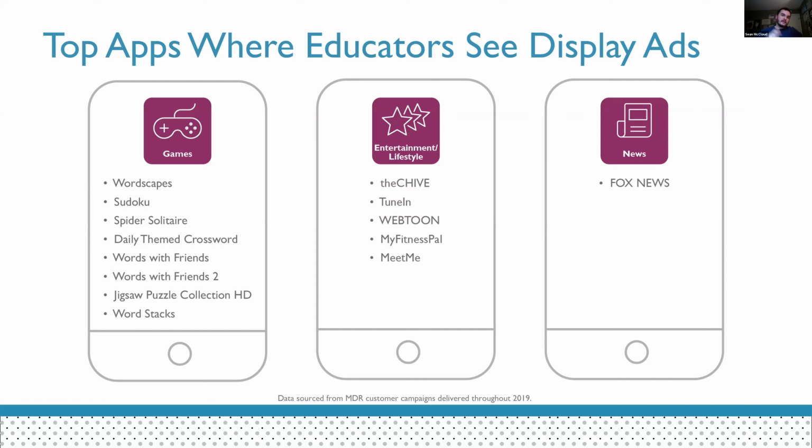Then the next most popular type of app we're serving in would be the entertainment style. This is where we have theCHIVE and MyFitnessPal. Again, people are on their devices, using them for their daily lives, and they're getting served relevant advertising. And then we had one popular news site app make our top 20, and that was the Fox News app.